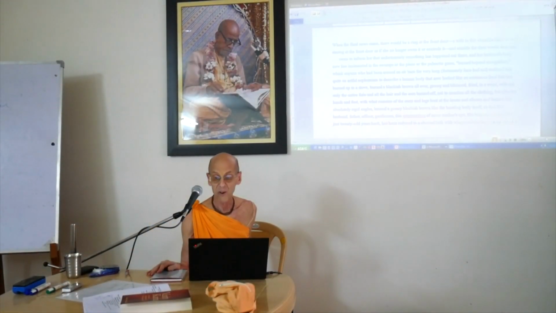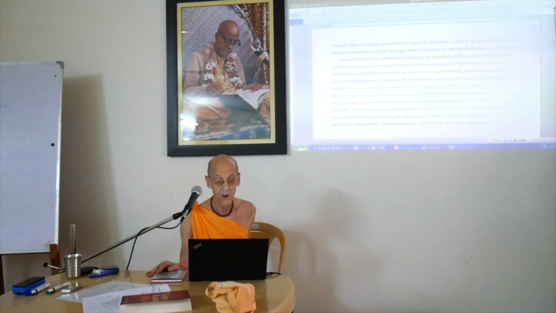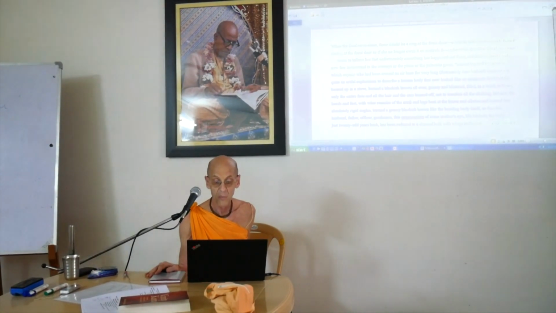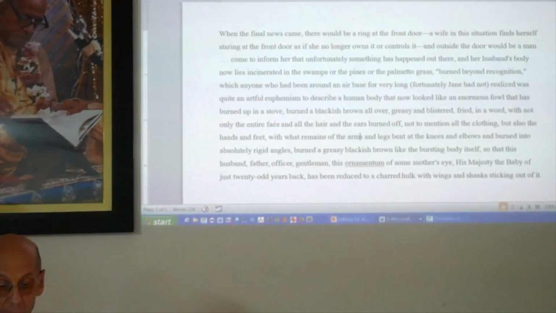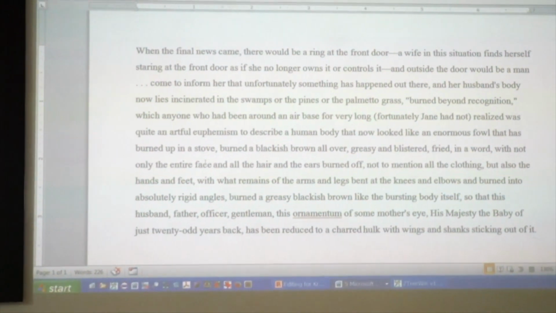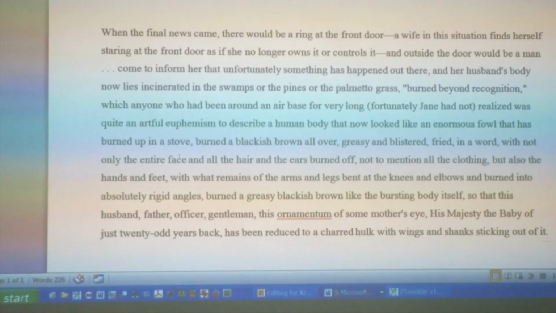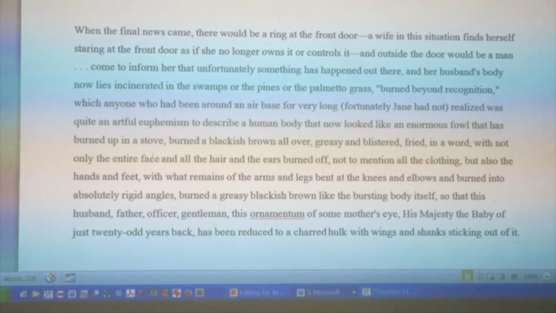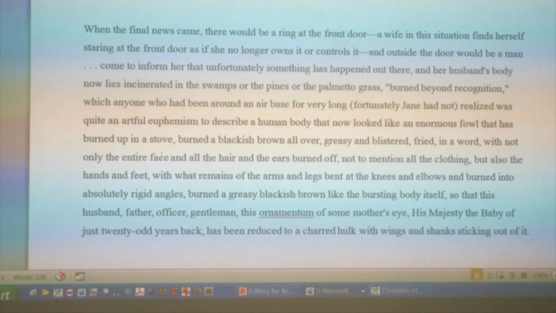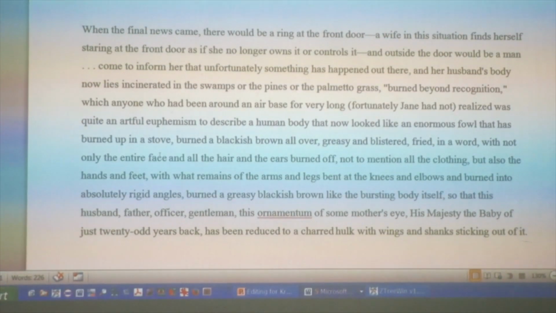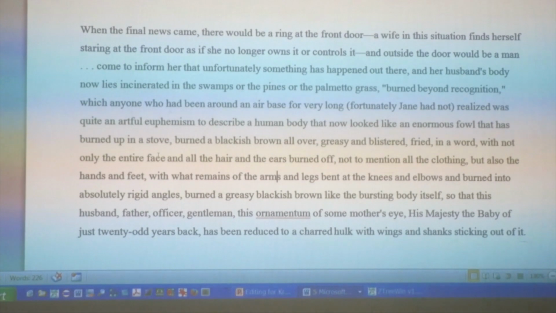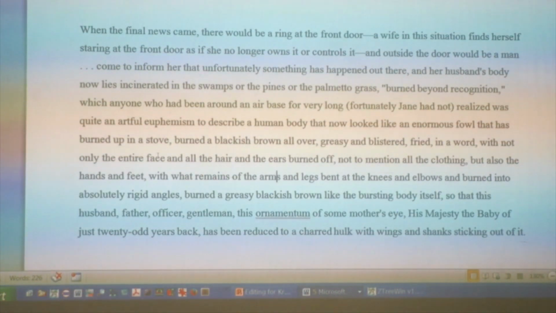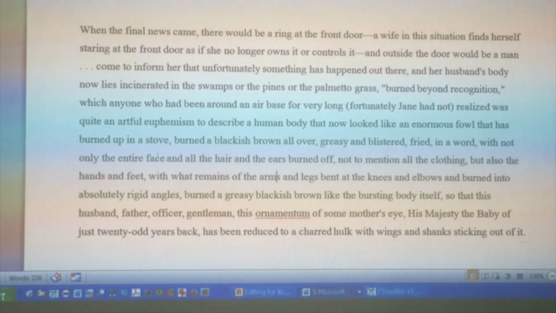Burned a blackish brown, fried in a word. Burned a greasy blackish brown like the bursting body itself. Burned into absolute rigid angles at the knees and elbows. So he's using parallel adjectives: it's burned, it's bent, it's burned, it's bursting. He's using the metaphor of the fowl at the beginning, and then at the end he uses the wings and the shanks. Yeah, that's another thing.